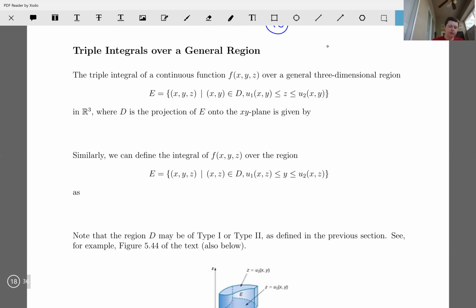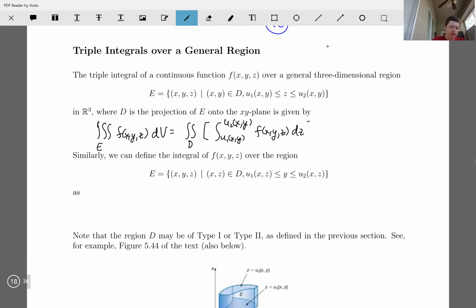And so that integral is going to be given by the triple integral over E of f of x, y, z dV. That's going to be the double integral over D of the integral from u sub 1 to u sub 2 of our function with respect to z, and then dA. And we can define the integral the same.